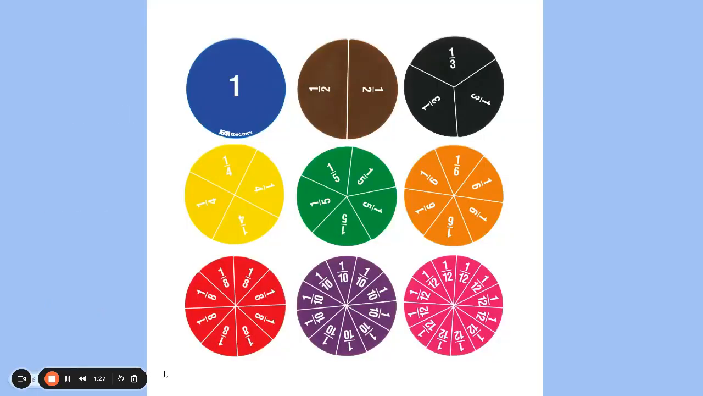Here we have different examples of different fractions. At the top, we start with 1, then a half, a third, a fourth, a fifth, a sixth, an eighth, a tenth, and a 12th. As you can see, the more parts that you have of the whole, the smaller the parts become.